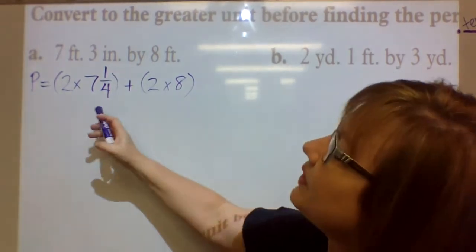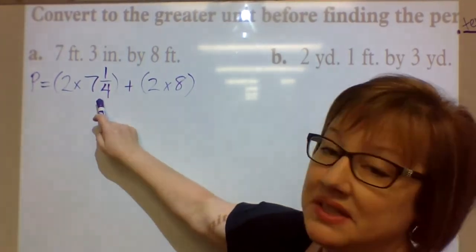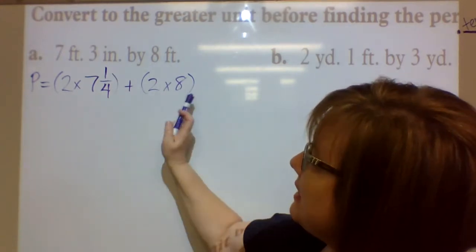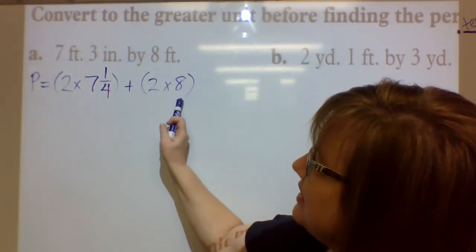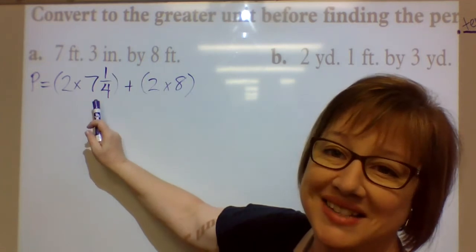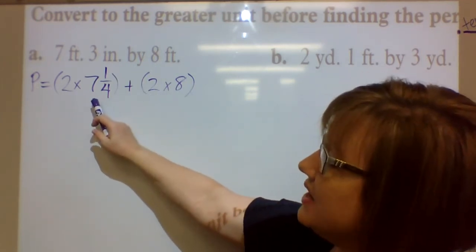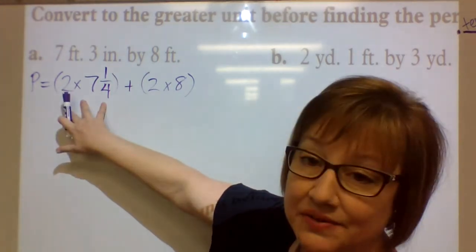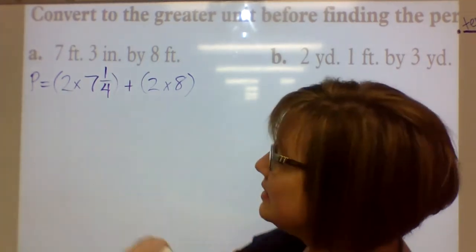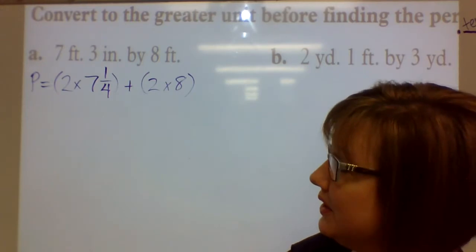Okay, so P equals 2 times, oops, and I did these backwards. That should be 8 and that should be 7 1/4, but that's okay because the length is supposed to be first, then the width. The length is longer, that's okay. So we're going to do the parentheses first, remember? So 2 times 7 1/4.